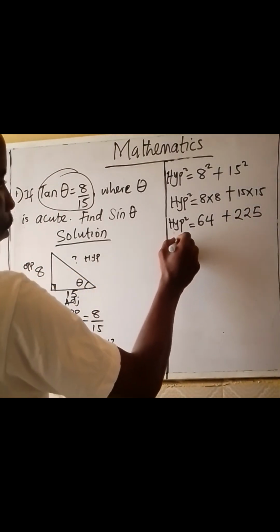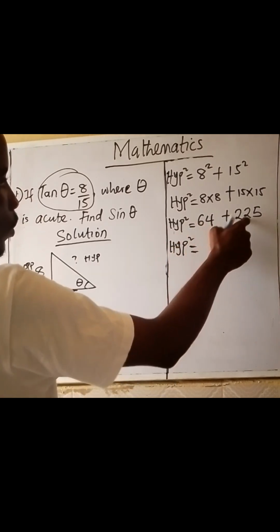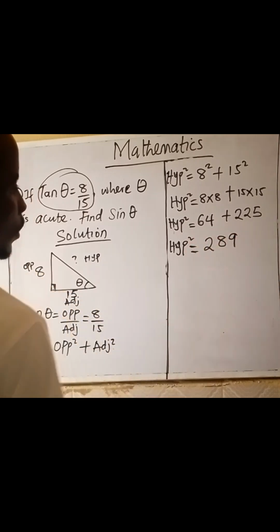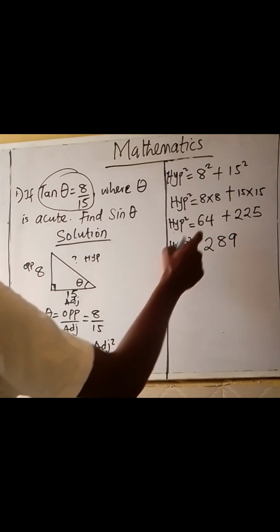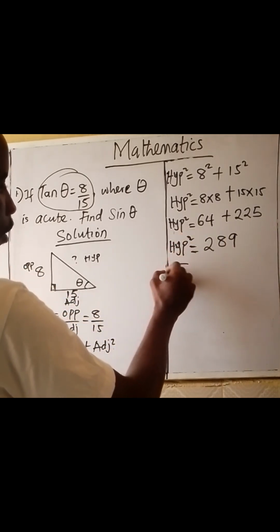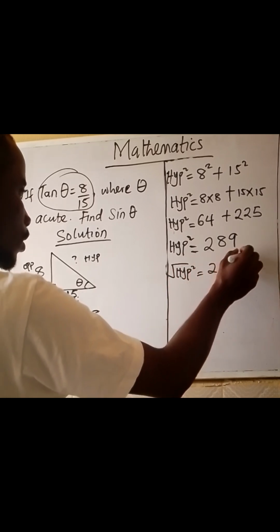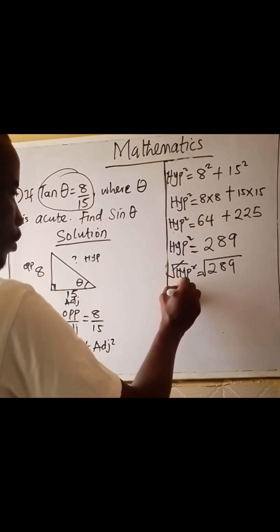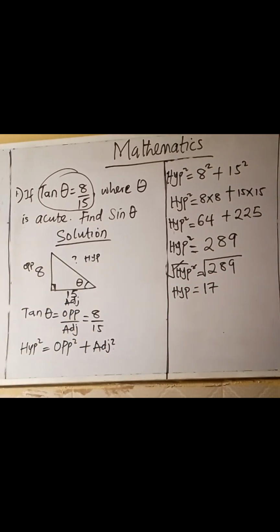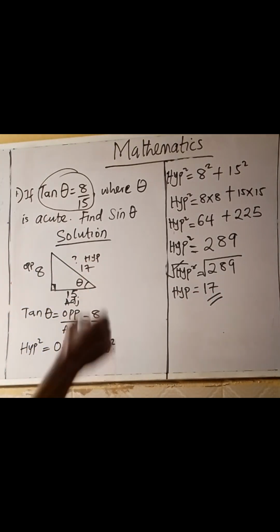So my hypotenuse squared is equal to 225 plus 64. If I add them together, it gives me 289. So for me to get rid of this square, I have to take the square root of both sides. So my hypotenuse equals the square root of 289, which is 17. So this part is now 17.